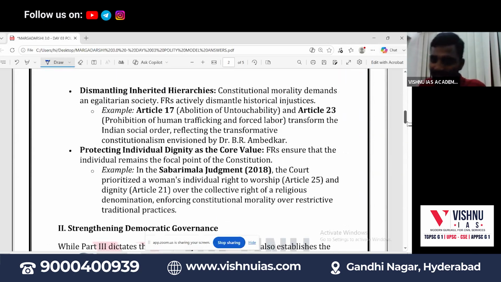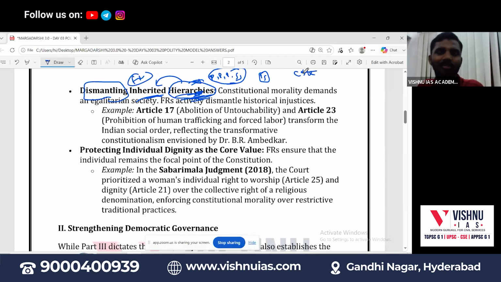Next, number two, inherited hierarchies. See, generally every family will inherit what? Not only their power and prestige, their property, even the social status. So every family will inherit something. In the same way, every society will have hierarchical systems, and most of them are inherited. So to dismantle these inherited hierarchies, obviously fundamental rights are used. For example, the caste system. What is the caste system? It is a hierarchical system and it is inherited across generations. Now to get people out of caste system exploitation, obviously we need fundamental rights. So that is how constitutional morality is supported by fundamental rights.